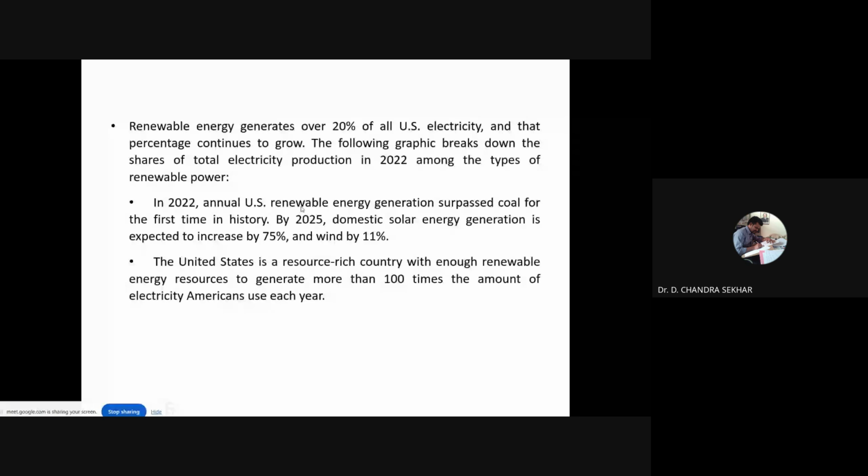The annual US renewable energy generation surpassed coal for the first time in history. By 2025, domestic solar energy generation is expected to increase 75% and wind by 11%. So the United States is a resource-rich country with enough renewable energy resources to generate more than 100 times the amount of electricity Americans use each year.